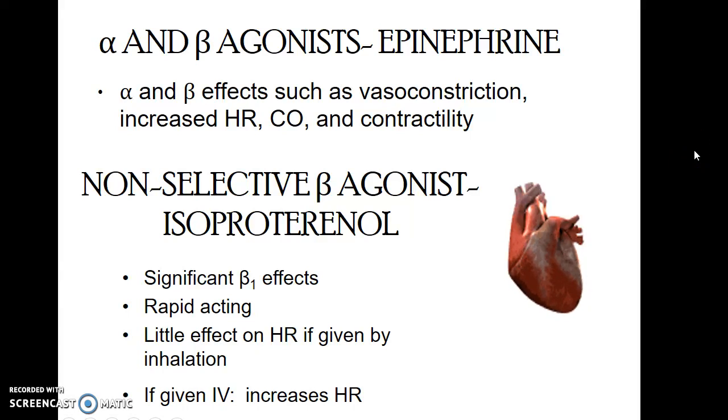So the first drugs we're going to talk about are alpha and beta agonists, and epinephrine is our prime drug for this. So alpha and beta effects are things such as vasoconstriction. So that's the alpha ones, remember, that cause vasoconstriction, shunting of blood away from the skin, getting it to the core where we can use it for running away or fighting. Increased heart rate, cardiac output, and contractility.